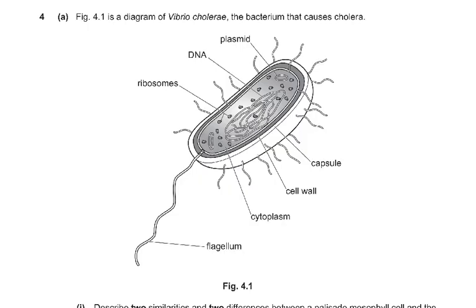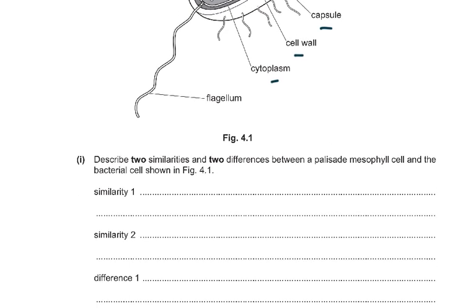Figure 4.1 is a diagram of Vibrio cholerae, the bacterium that causes cholera. You have to know this name, by the way. It causes cholera, and you can see there's a plasmid, there's DNA, there's ribosomes, there's a capsule, there's a cell wall, there's cytoplasm, there's a flagellum. Very typical bacteria.